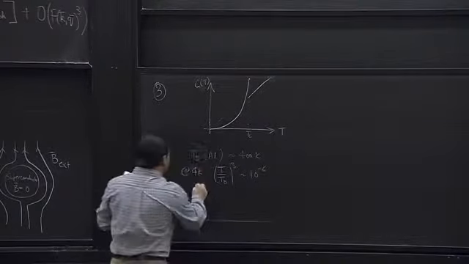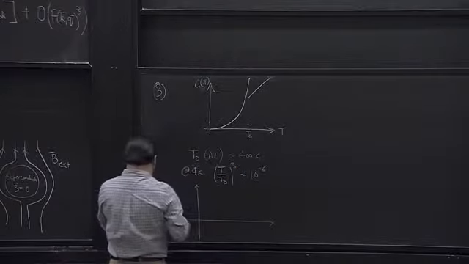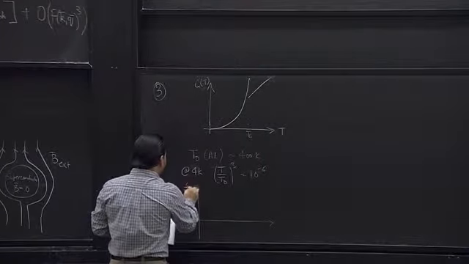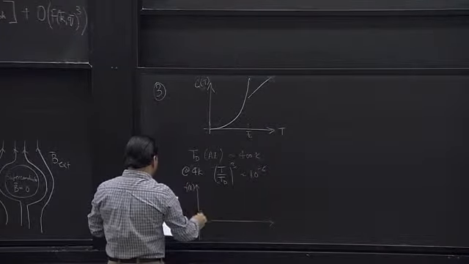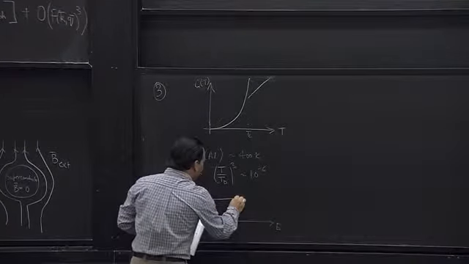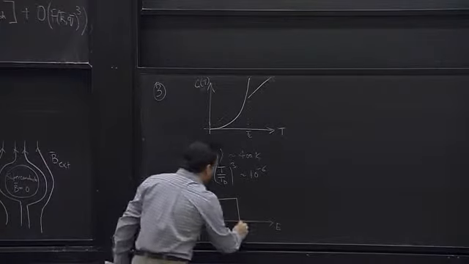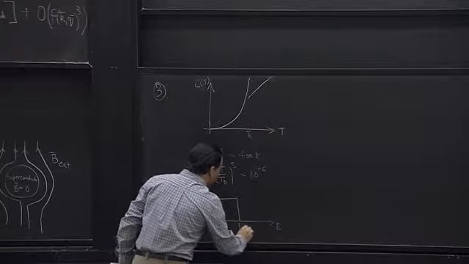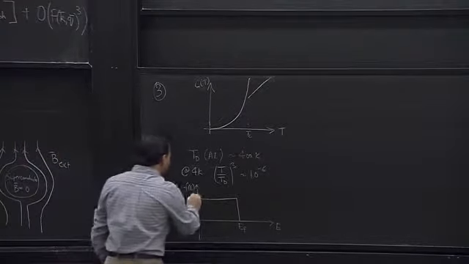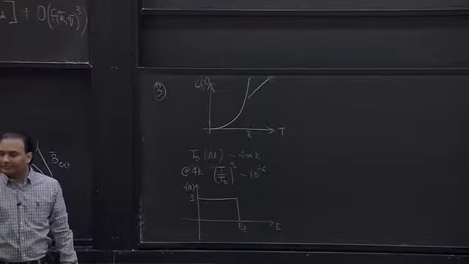We can understand this by just looking at the Fermi function. So this is the Fermi function plotted as a function of energy. This is at T equal to 0. At 0 temperature, this Fermi function is 1 for all energy values below EF, and it is 0 above EF.